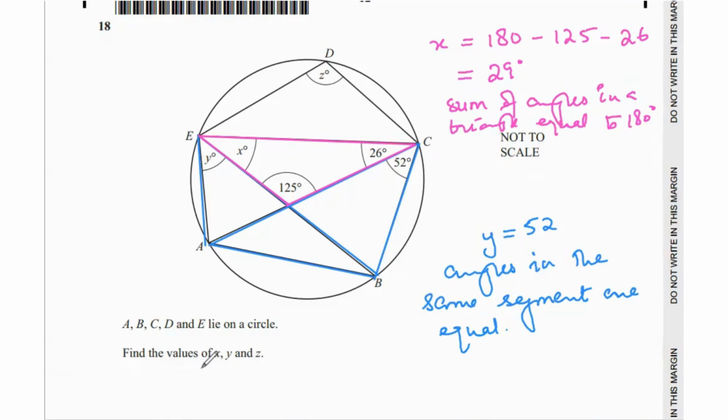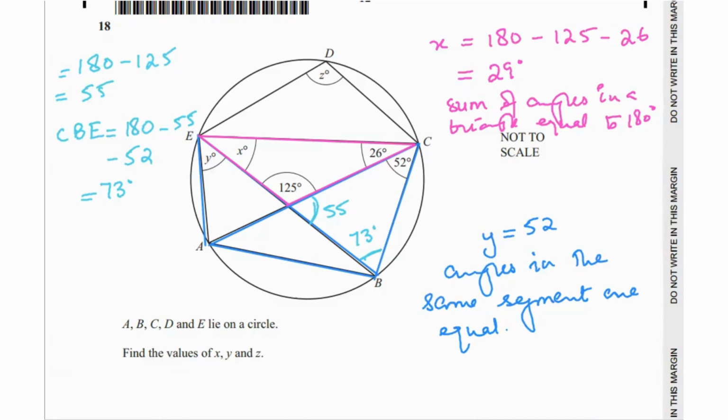Then for angle Z, we can find this angle over here first, which would be 180 minus 125, which equals 55. So this is 55. So once again, we have a triangle and we can find the third angle. So CBE would be 180 minus 55 minus 52, which equals 73 degrees.